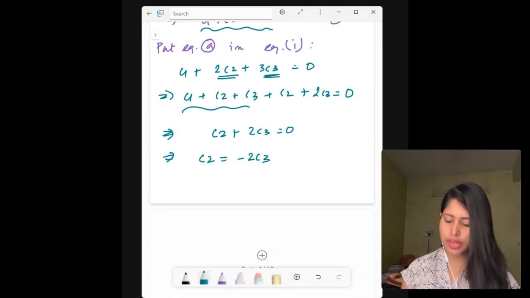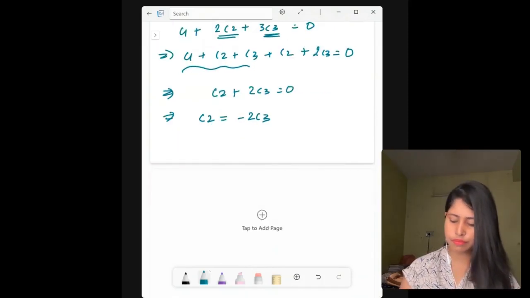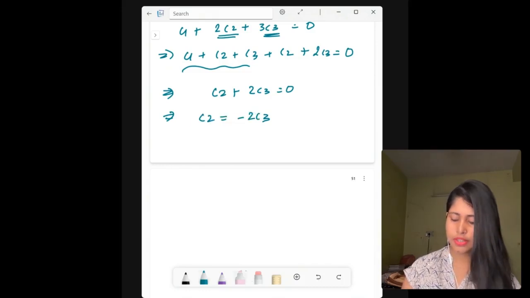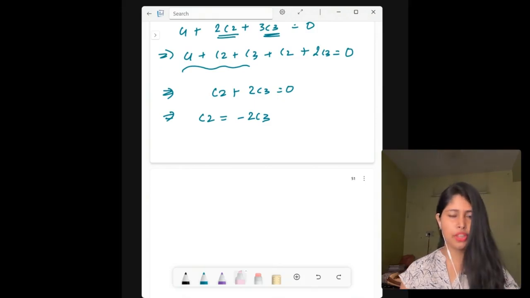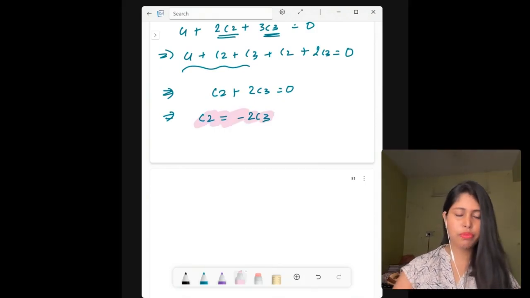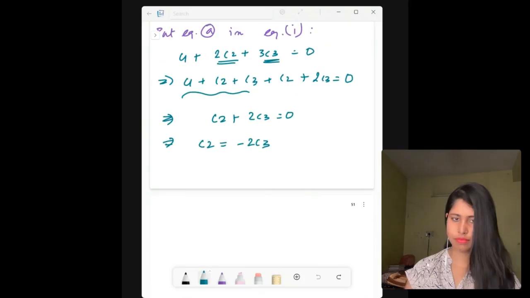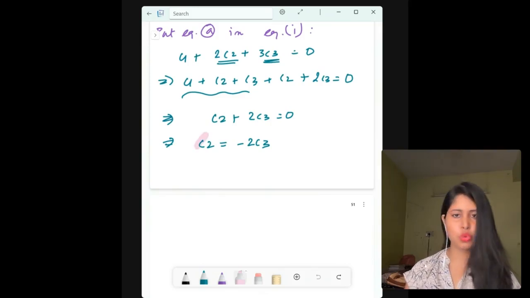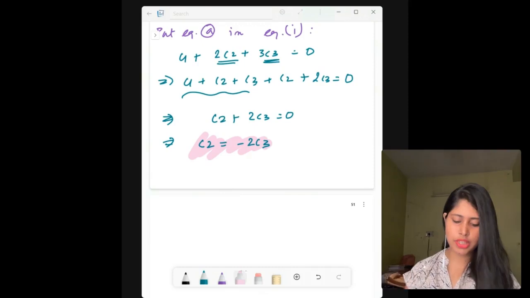All right. So next from here we can say that, oh, I'm sorry, this is not the highlighter. Yes. So C2 is equal to minus 2C3, right? So just a moment. Okay, so what I was saying was that now we get a relation that C2 is equal to minus 2C3.